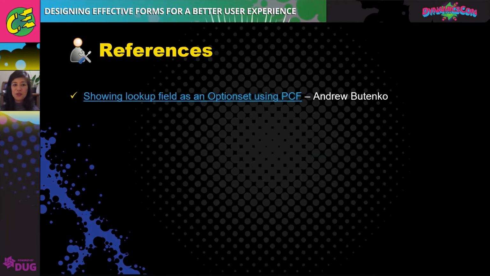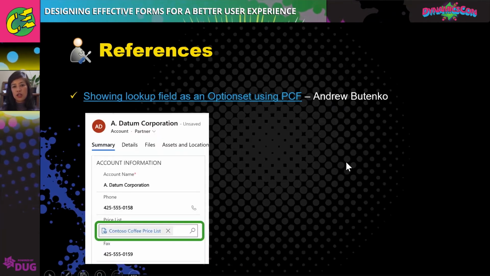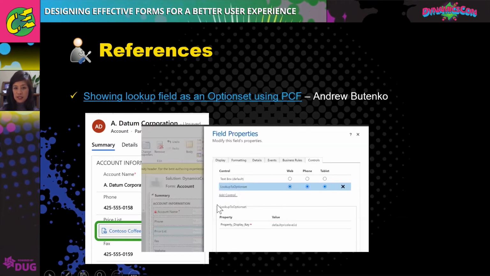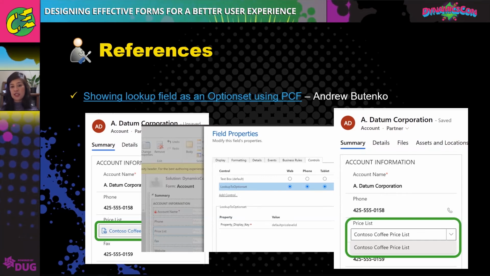Another one again from Andrew. I quite like this as well. This is showing a lookup field as an option set using a PCF control. As an example here, I've got a price list, which is actually a lookup to the price list table. I downloaded his control, which is called lookup to option set. Enable that, and then my price list has now become a drop down option set. I prefer the option set because it's less clicks compared to the lookup.